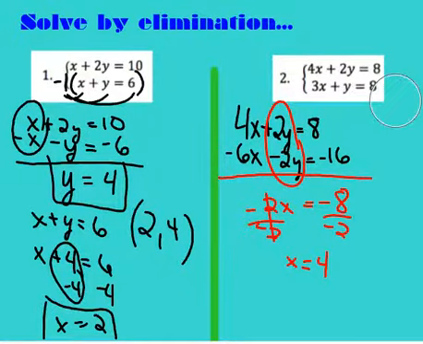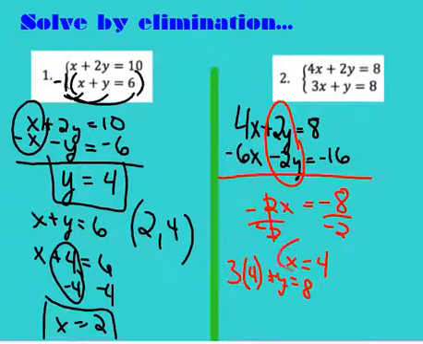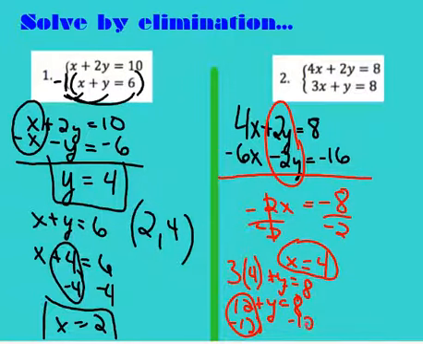Then what I usually do is go back up here. The one with the smaller numbers is 3x plus y equals 8. So I'm going to use that one. 3x, or 3 times 4, plus y equals 8. Okay, so it's going to be 12 plus y equals 8. Subtract 12 from each side. Looks like I got a y left, and 8 minus 12 is -4.